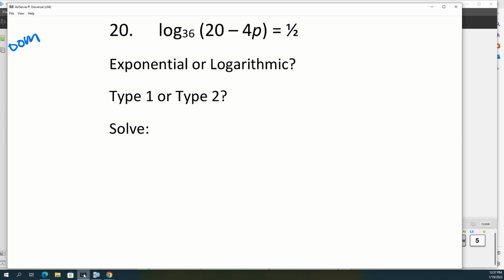Today, if you haven't turned it in, you can finish it and turn it in. It's a 20-point grade, so you definitely want to keep it, or you definitely want to do it.